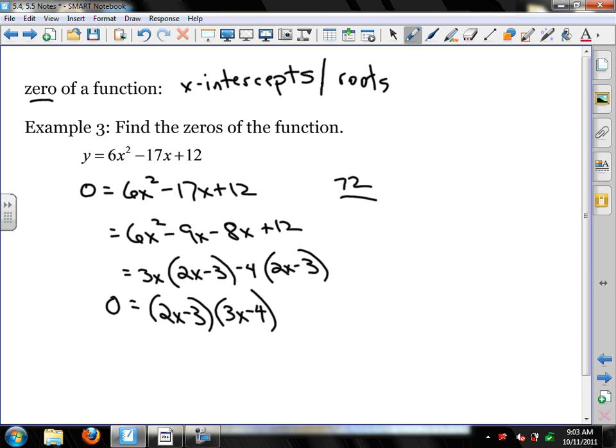I know when we take a quiz or test, somebody's going to stop there. Don't be that somebody. Let somebody else do it. Make sure you answer the question. Go back and read the question. Find the zeros. The zeros should be numbers, x-intercepts. Set each part equal to 0. I get 3 halves, and if I set that one equal to 0, I get 4. We have zeros, also known as x-intercepts, at 3 halves and 4.